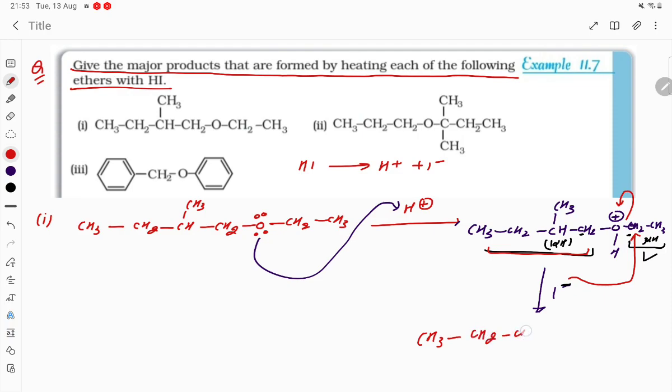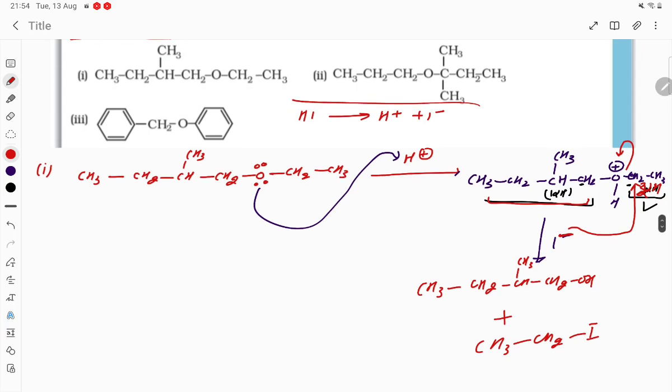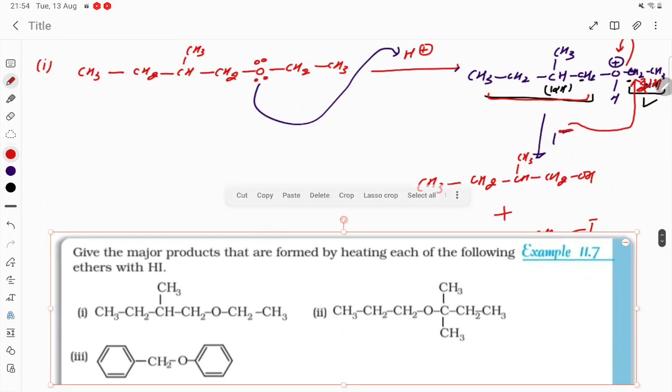CH3, CH2, here is CH, this is CH3, this is CH2 and OH. And secondly, the other one is CH3, this is CH2I. So you got to know, the more the alpha hydrogens, the more is the stability of the carbocation. Here 3 alpha hydrogens are there, so it attacks there. Now let us see the second one. The second one is a little better than the first one.